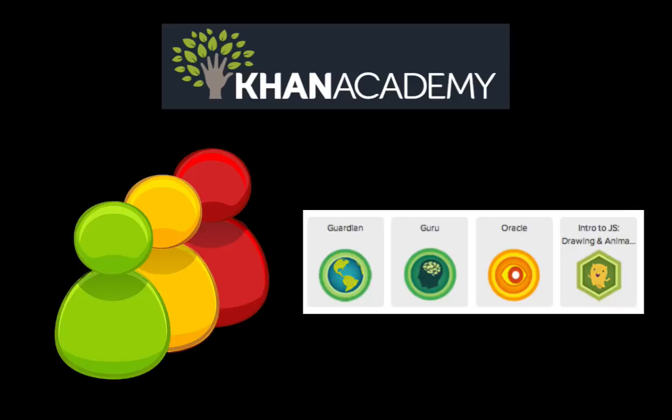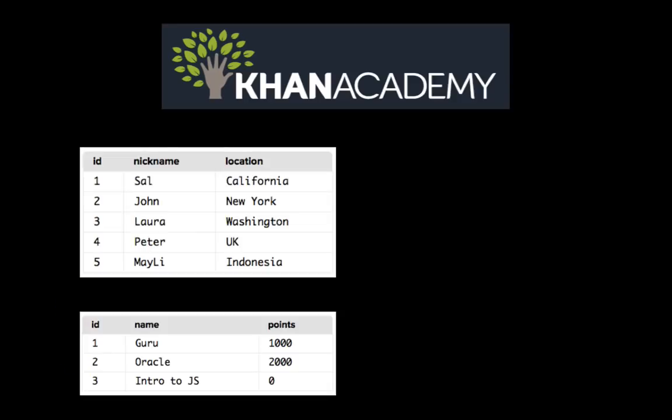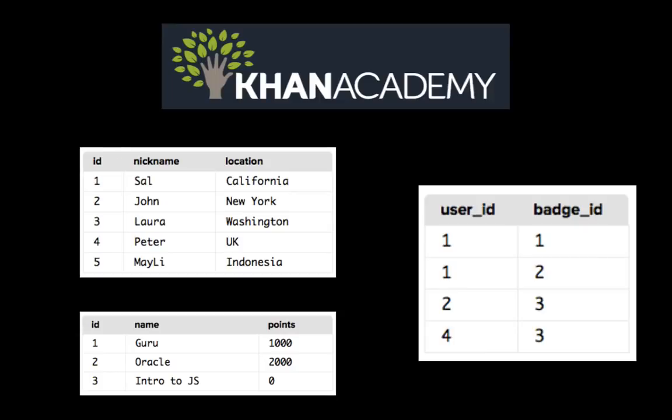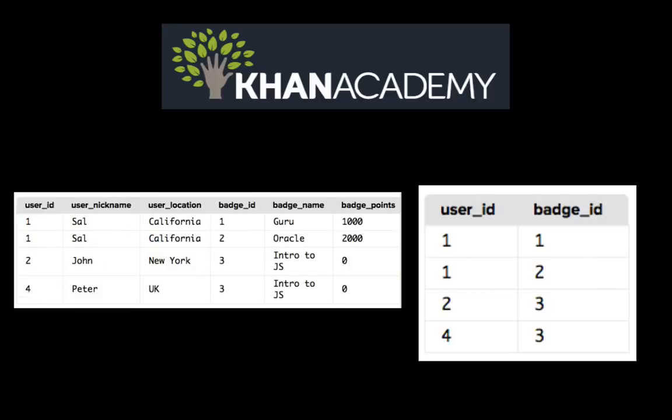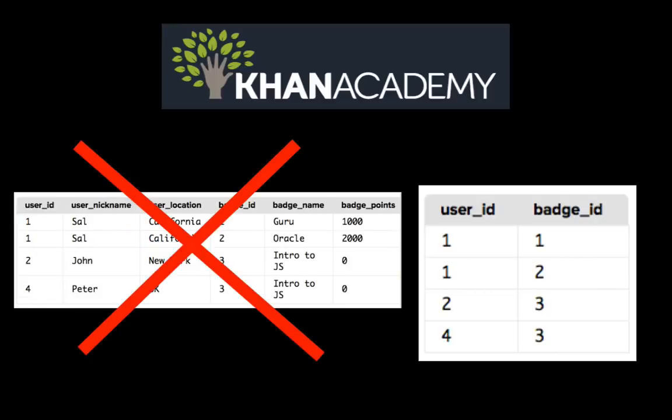Relational databases make it particularly easy to form relationships between tables. For example, in order to store Khan Academy users and their badges, we might have a users table and a badges table, and then a user badges table to remember which users earned which badges, just by mapping user IDs to badge IDs. That's a more efficient form of storage than having to repeat everything about the user and everything about the badge in the user badges table.